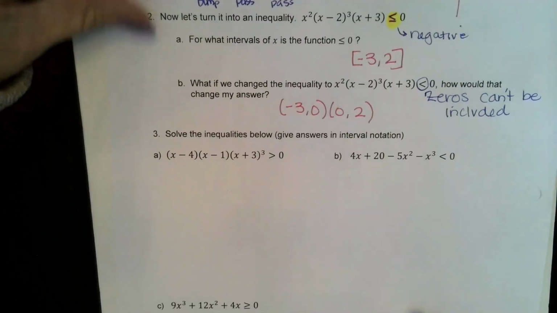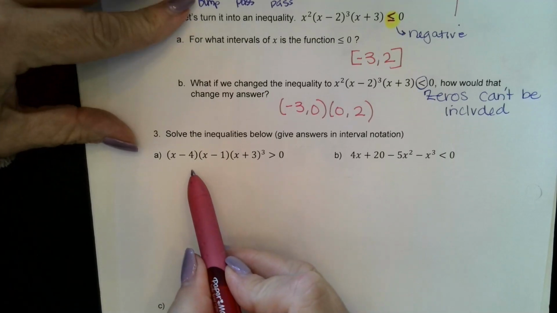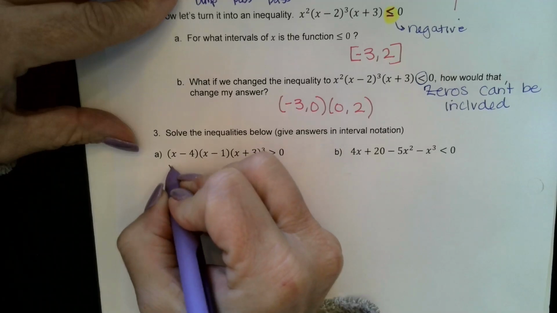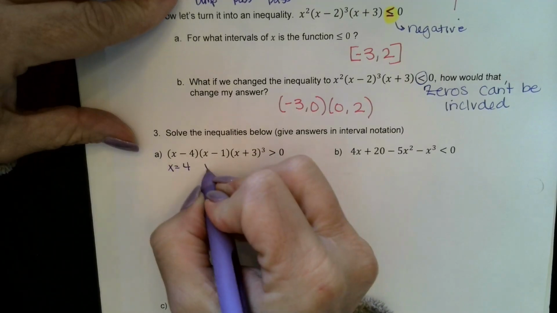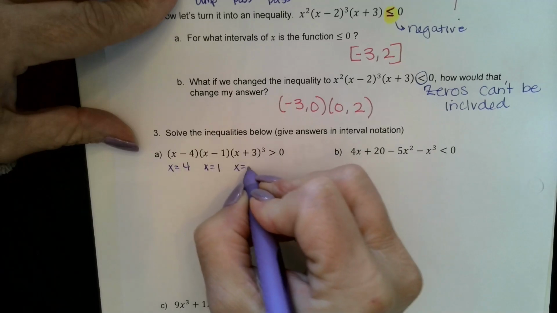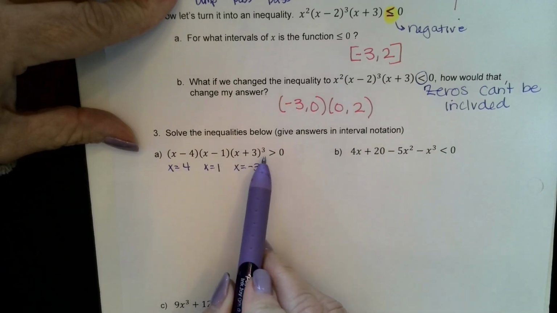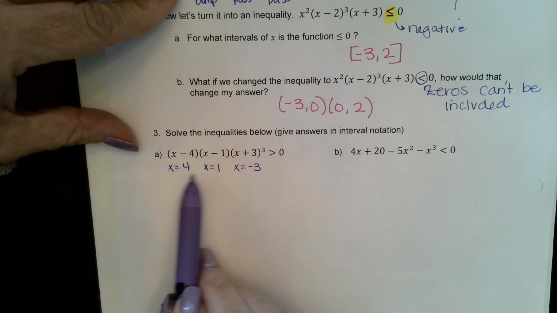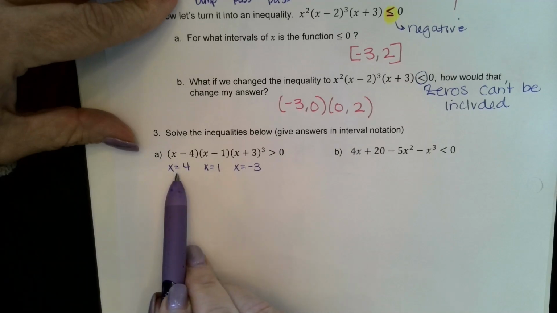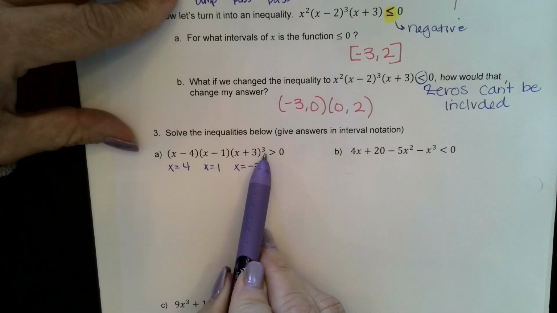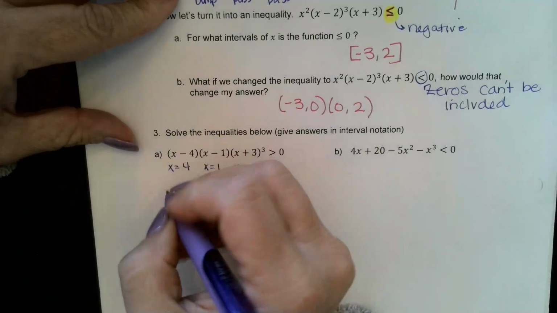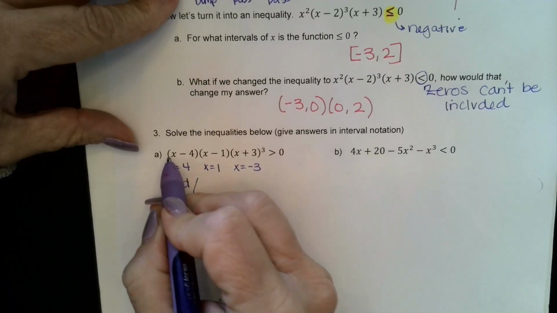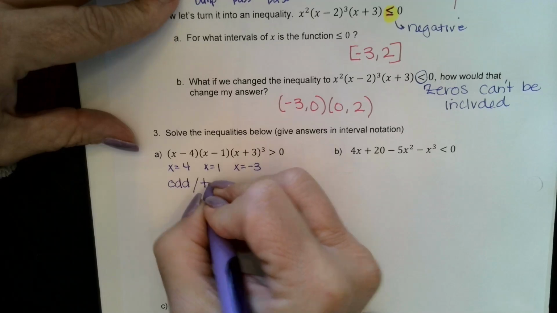All right, let's practice a couple others. So this is already nicely in factored form. So I know my zeros are going to happen at x equals 4, x equals 1, x equals negative 3. And all of these are odd. This is odd, this is odd, this is odd. So I'm going to pass through all these points. I don't have any bumps. And my total power is 3, 4, 5. So this is going to be odd. And because they're all 1, it's going to be positive.